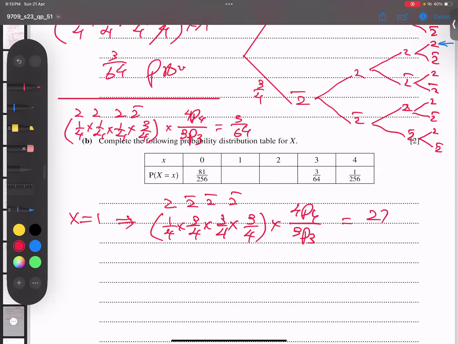Wait a minute, I did maybe some mistake. Yeah, 3 3s are 9, 9 3s are 27, and the 4s cancel out, and I get 27 over 64.